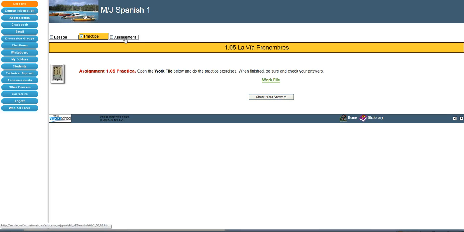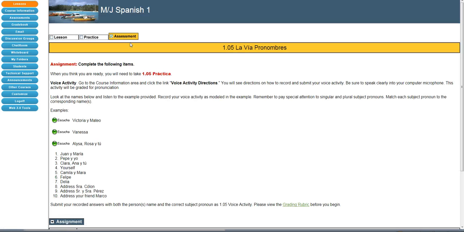When you have done practicing and studying, you're going to move on to the assessment. There are a couple of things in this assessment. One of them is a practica activity that you're going to access through your assessments. And there is also a voice activity. We went over the voice activities, how to do that, in 1.00, but you can also look under course information if you forget how. So for this one, it says go to the course information again to make sure you know how to do it. You're going to look at the names below and listen to the example provided.